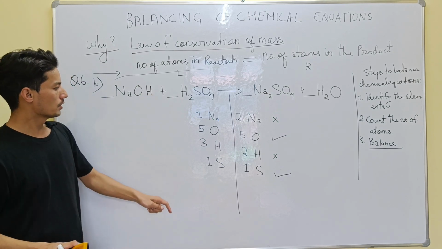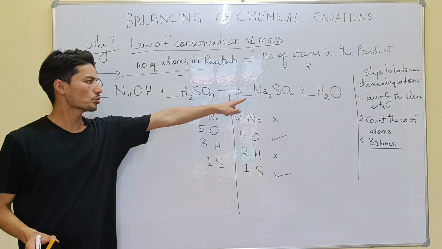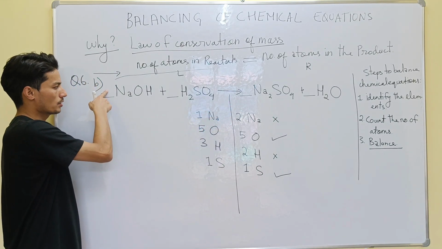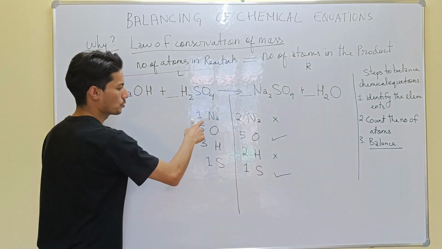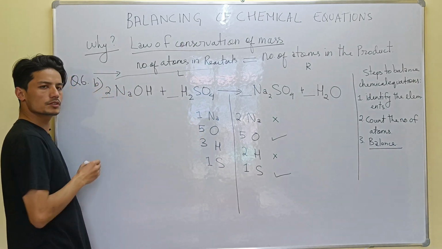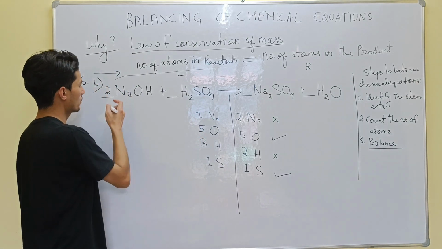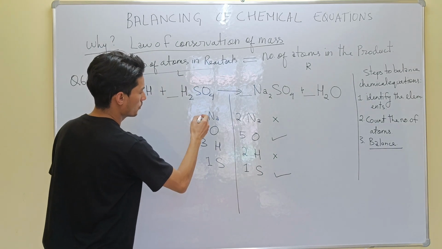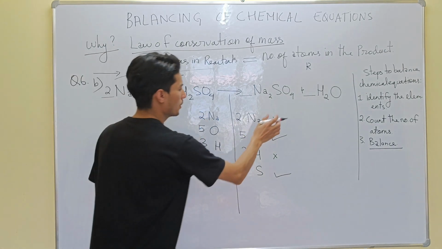Okay, now we will start with sodium. So 2 sodium here, 1 sodium here. Let's balance it. So what number do I write here so that the number of sodium becomes 2 here? The answer is 2. Just write 2 here. By writing 2 here, sodium number has changed to 2. So sodium is now balanced.